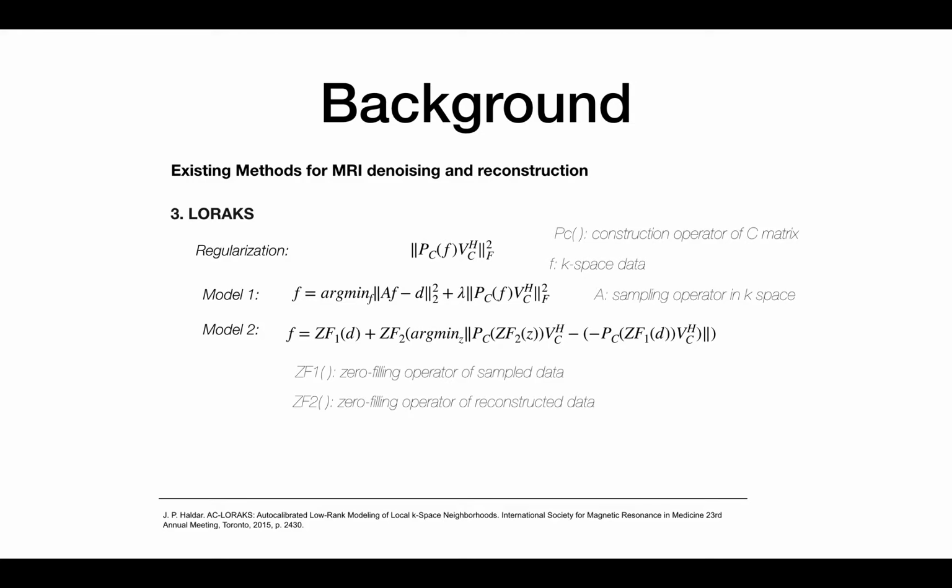We can use the following two models for AC-LORAKS. The first is similar to the commonly used method that approximates the whole k-space or whole image together, and the second model is that we only want to estimate the unsampled positions of the data and use the sampled data directly. And the second model may not be able to do some denoising work.